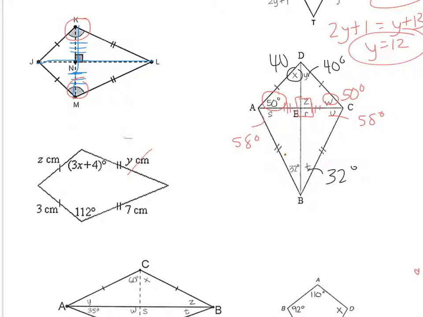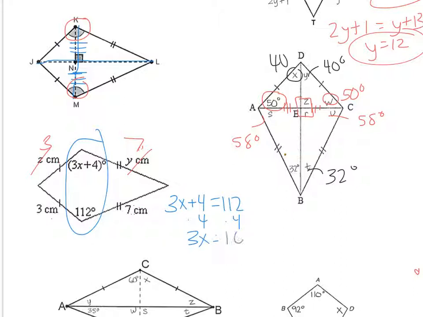Now y has to be 7 because these two sides are congruent. Z has to be 3 because these two sides are congruent. And we know that this pair of opposite angles are congruent. So we're going to do 3x plus 4 equals 112. So 3x equals 108. Divide both sides by 3. So 3 times 33 is 99. I need 9 more, so this is 134x.